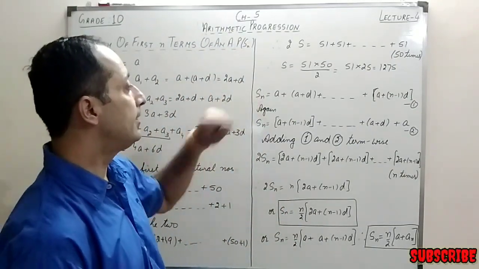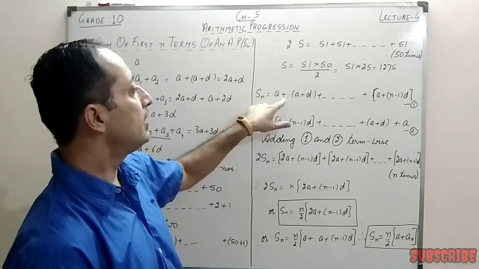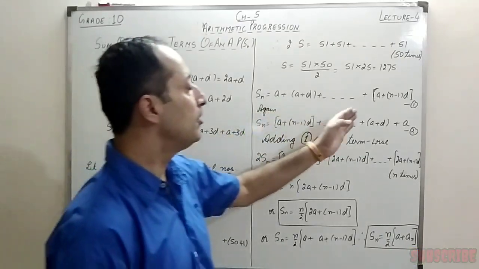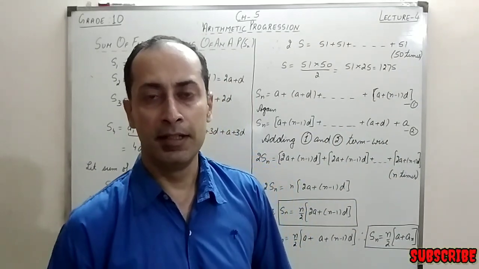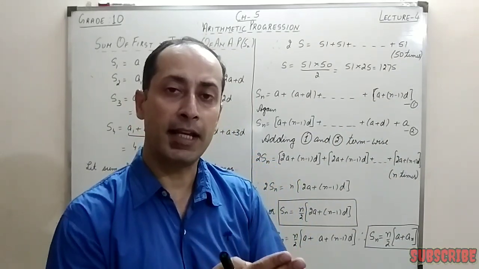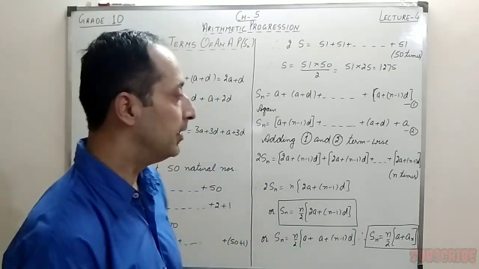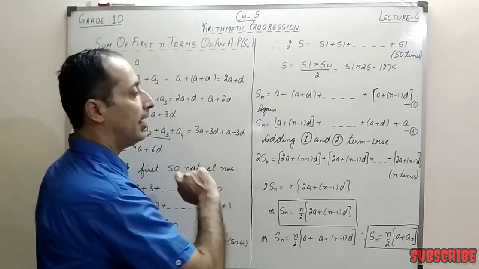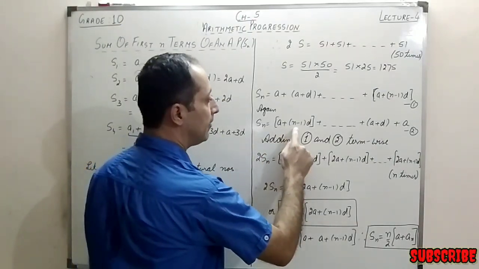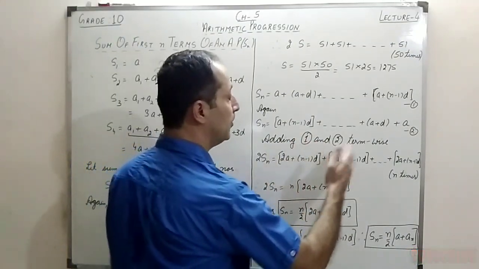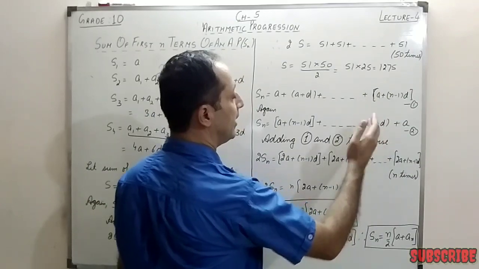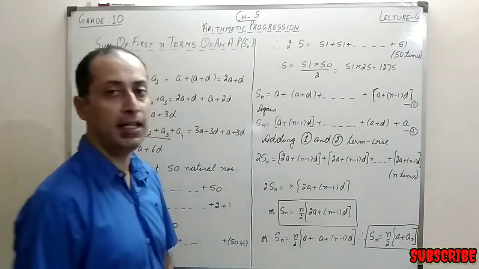I write Sn equals A plus A plus D, and if I continue, the nth term would be A plus n minus 1 into D. Now I write the sum again by reversing the AP. So Sn can again be written as A plus n minus 1 into D, which is the nth term of the AP. And if I continue, I get the second last term as A plus D and the last term as A.